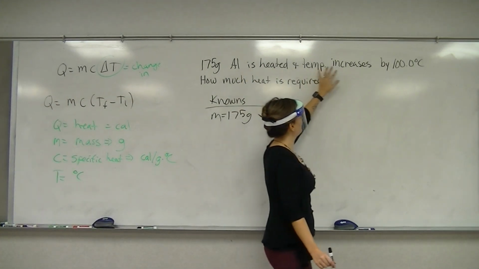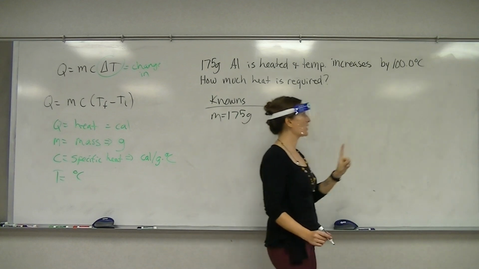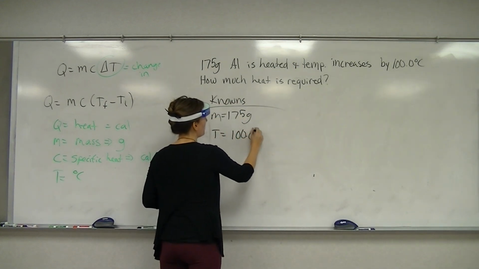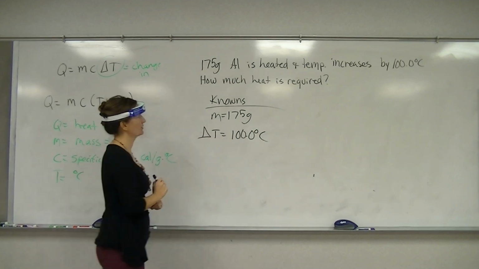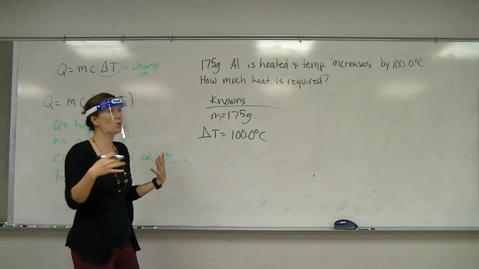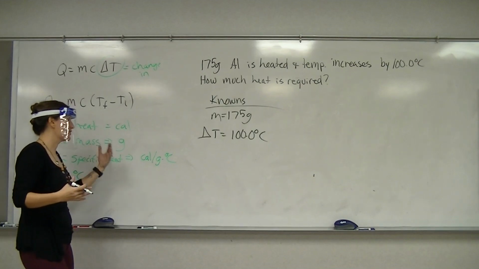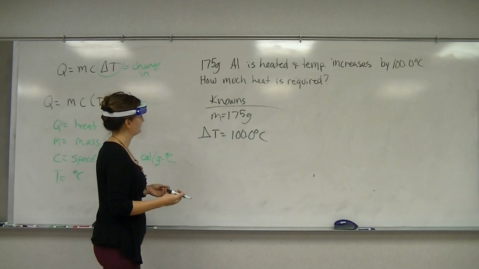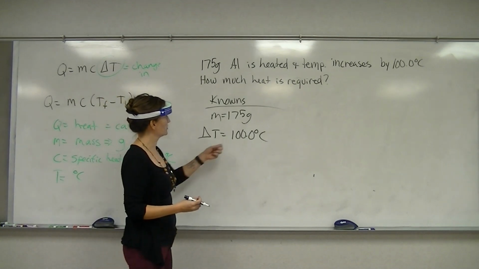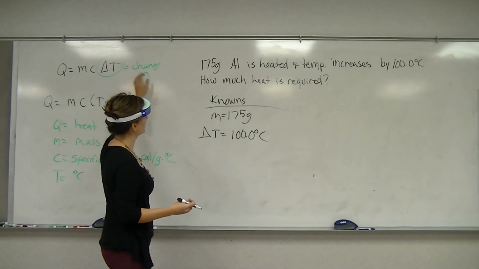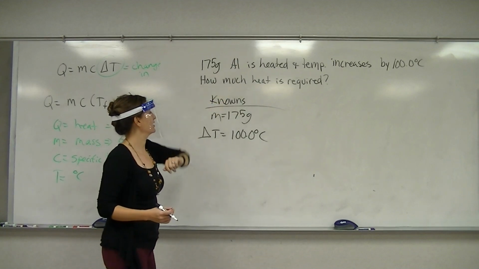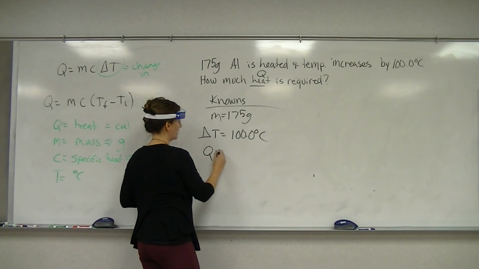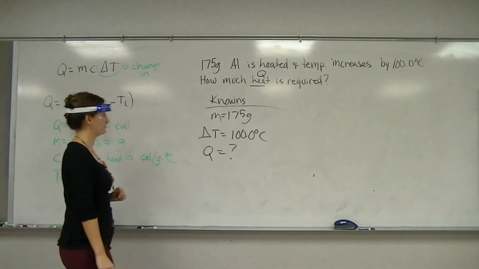It's heated and the temp increases. So notice it only gives us one temperature. So that temperature that it's giving us, since there's just one, is our delta. It's saying it increased by a total of 100. It doesn't give us our final or our initial, it just gives us the change. So you see one temp, it's the delta T. Then it's asking how much heat is required. And remember, heat, that's our Q value. So that's our question mark.